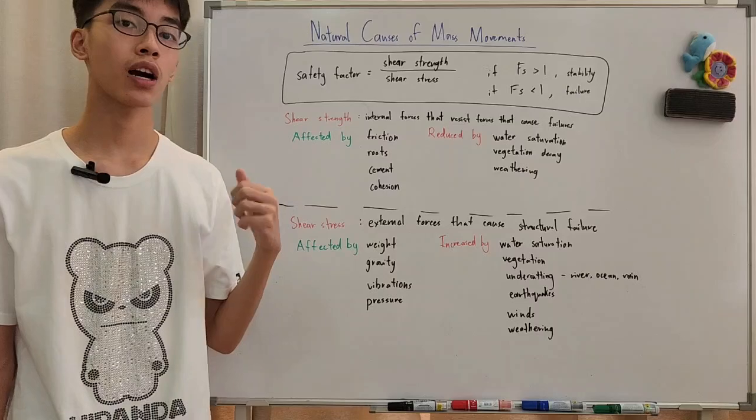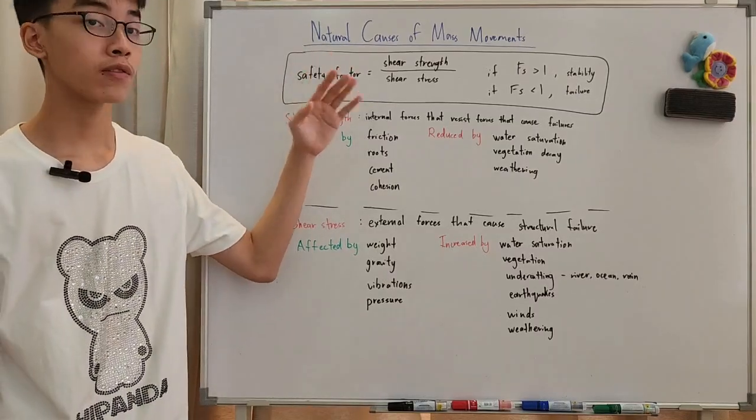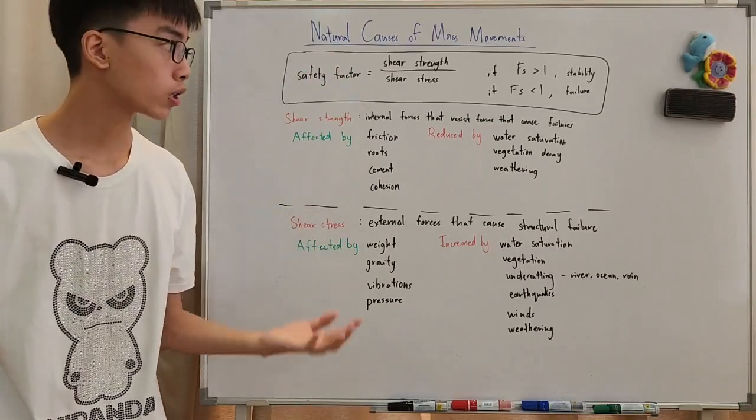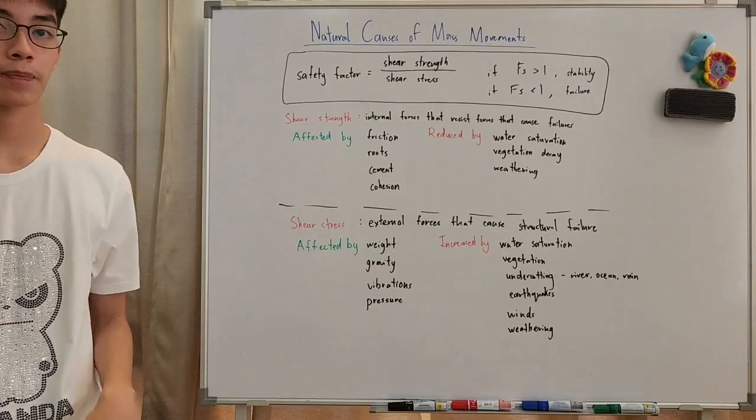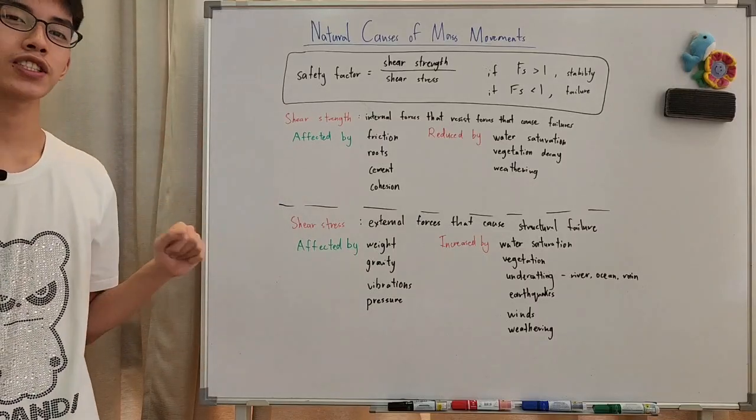And how can failure occur? How can mass movements occur? It's when your shear strength decreases below your shear stress or your shear stress increases above your shear strength. So what are shear strength and shear stress?